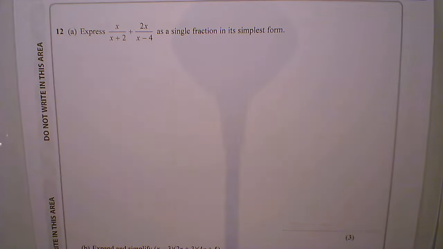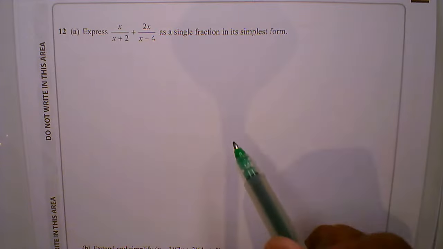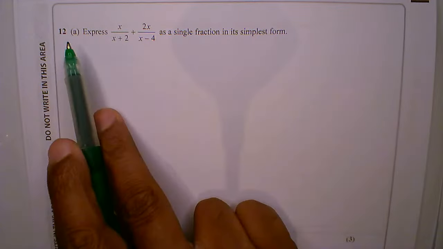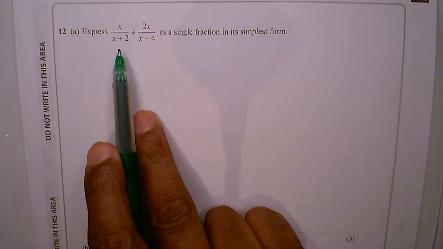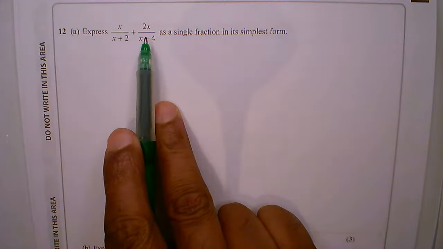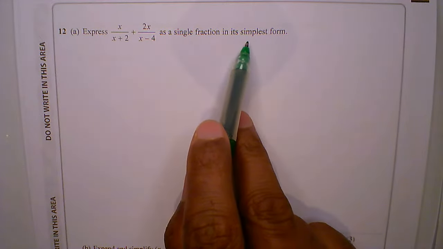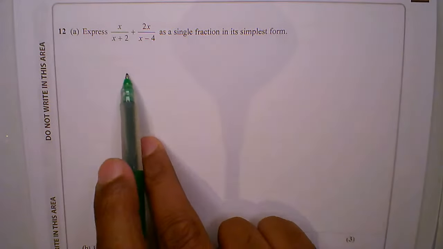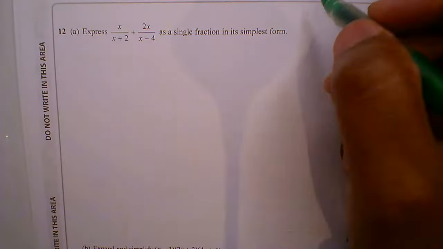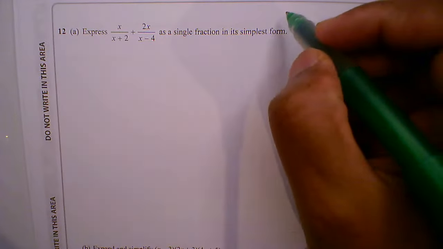Okay, if you need more time, press pause, and then when you're ready, press play. So question 12A: express x over x plus 2, plus 2x over x minus 4, as a single fraction in its simplest form. Now, before I do anything, this is similar to adding fractions.